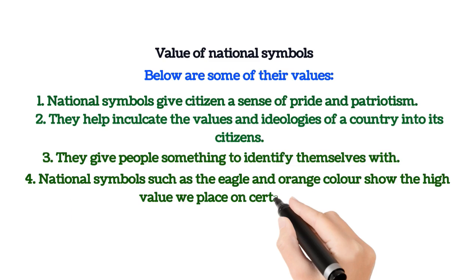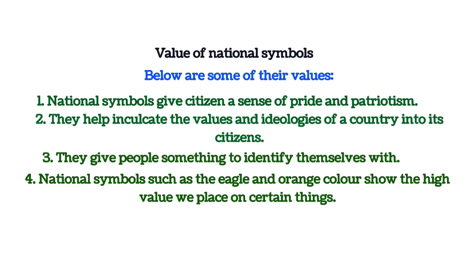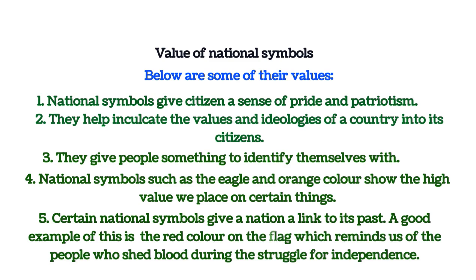Number 4, national symbols such as the eagle and orange color show the high value we place on certain things. Lastly, number 5, certain national symbols give a nation a link to its past. A good example of this is the red color on the flag, which reminds us of the people who shed blood during the struggle for independence.